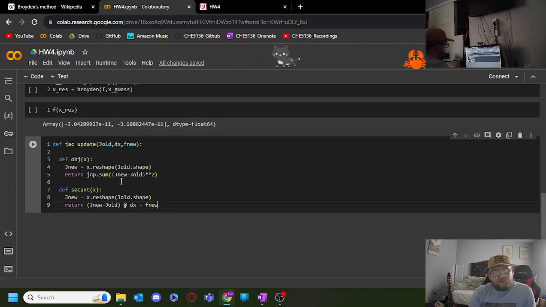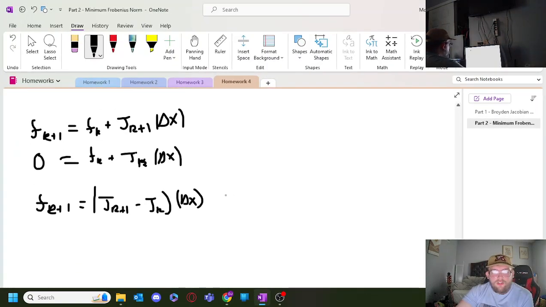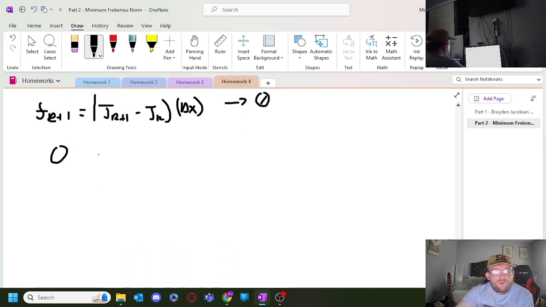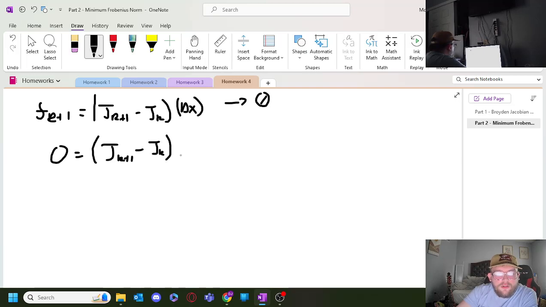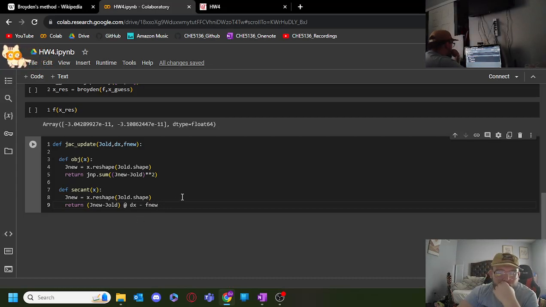Now the reason we're doing it like this is when we plug it into our scipy.optimize stuff, our constraint has to go to 0. So to do that, we have to rearrange it a little bit, such that j sub k plus 1 minus j sub k, multiplied by delta x, subtracted by the new f value will get us 0. So we got our objective, we got our secant.